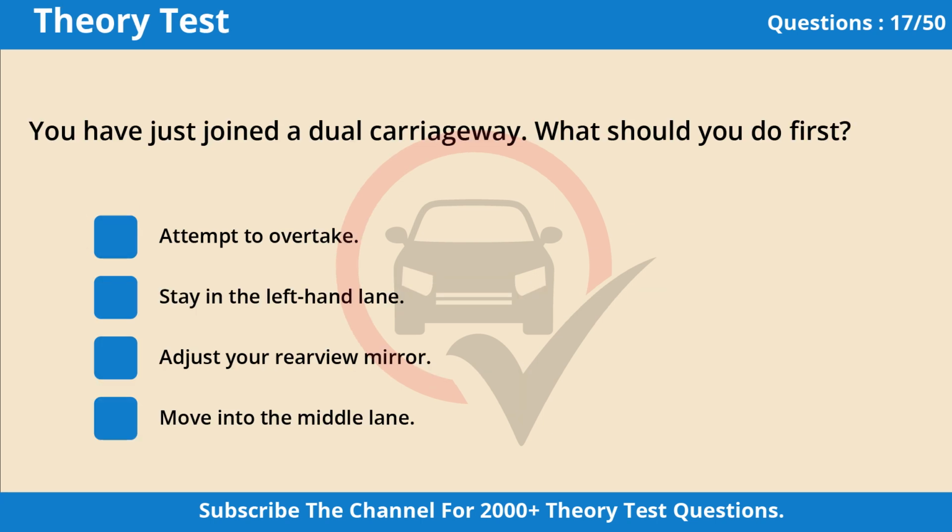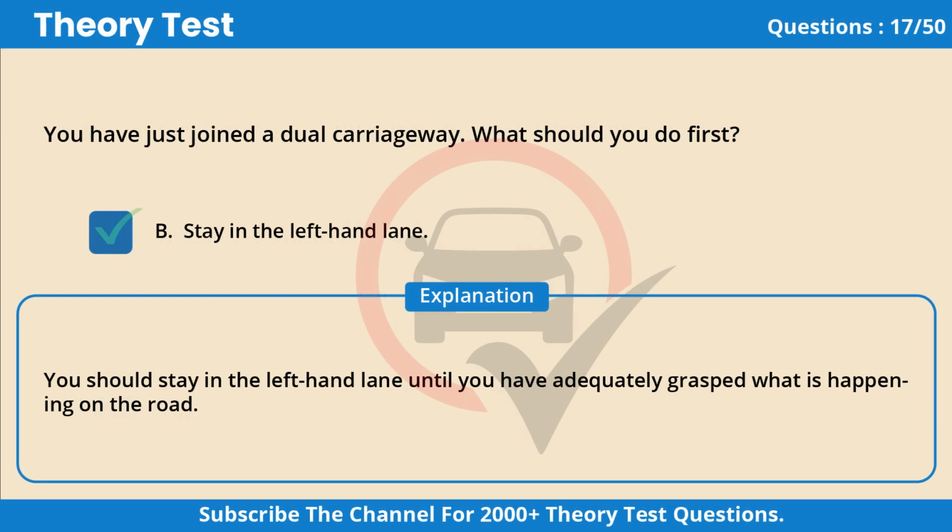Question 17. You have just joined a dual carriageway. What should you do first? B. Stay in the left-hand lane. You should stay in the left-hand lane until you have adequately grasped what is happening on the road.